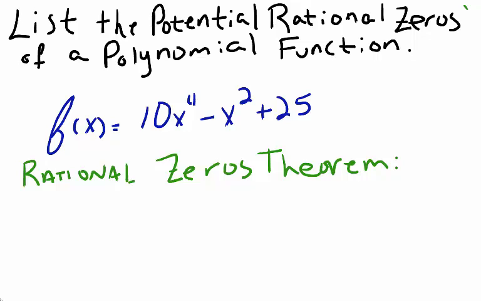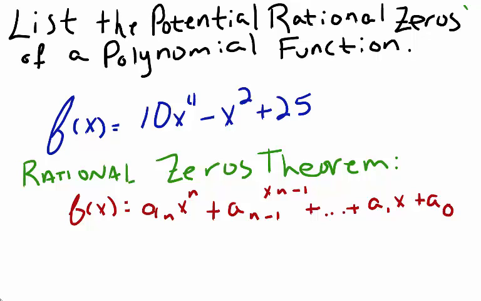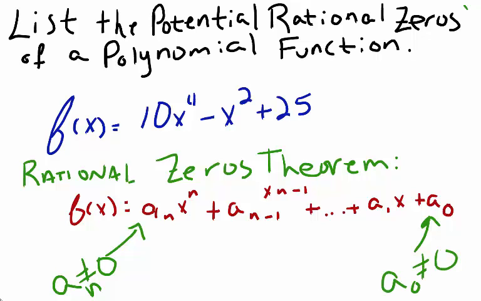The rational zeros theorem tells us that if we have a polynomial function that is of degree 1 or higher, where our lead coefficient, a sub n, is not equal to 0, and our constant, a sub 0, is not equal to 0, and we have integer coefficients, then p divided by q is a rational zero of our function, where p is a factor of a sub 0 and q must be a factor of a sub n.